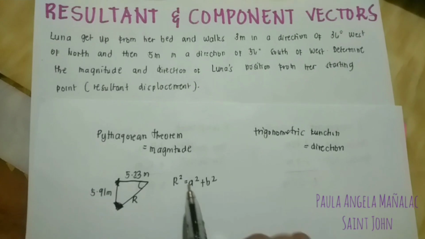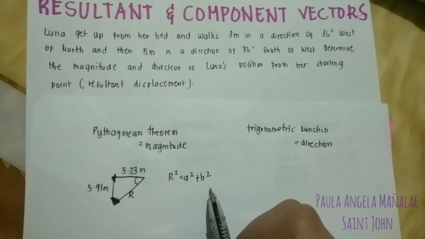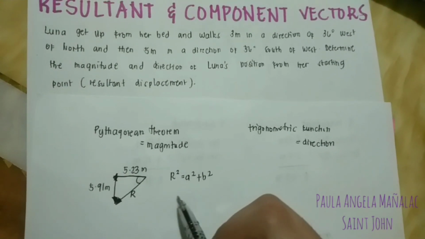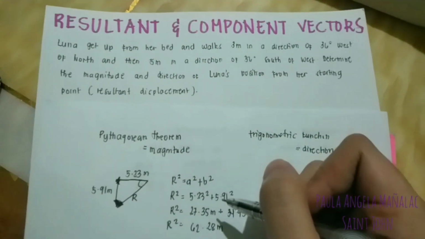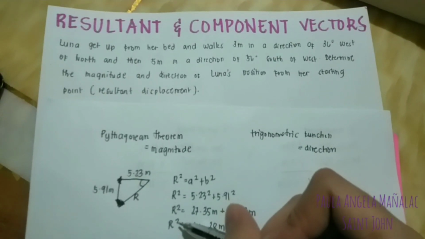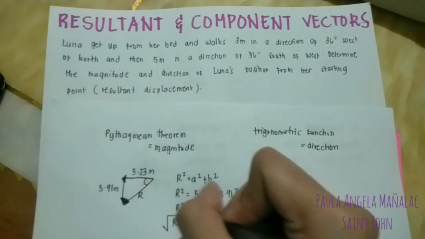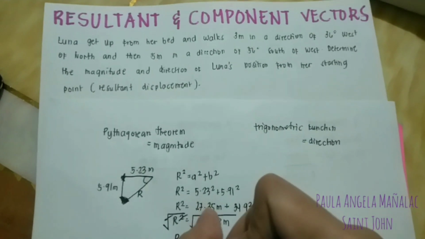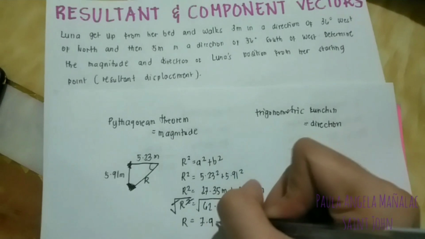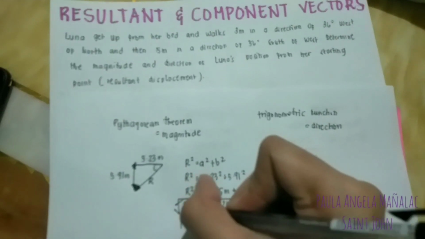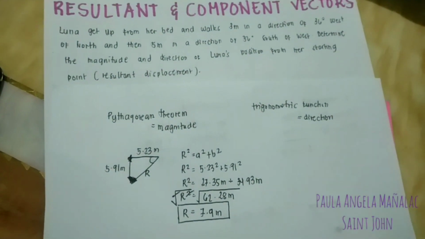So by using the equation r squared is equal to a squared plus b squared, we can determine the magnitude. So the r stands for the resultant vector, then simply substitute the values of the x and y components. So we need to cancel the exponent of the resultant. So we need to square both sides. Cancel, bring down, then we will get 7.9 meters. Therefore, the magnitude is 7.9 meters.